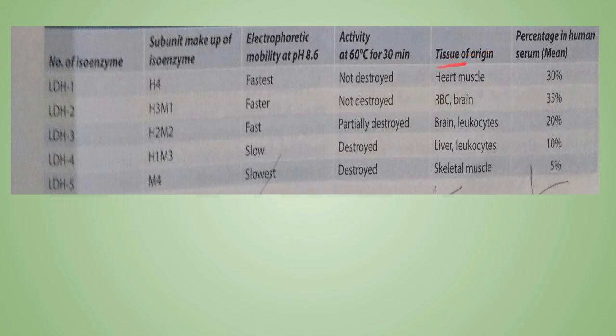Now tissue origin, very important. As I told you before, all these isoenzymes are mainly found in muscles and the heart, but because of their amino acid variations, they have different forms or isoenzymes. So for sure H4 is for heart muscle. Then H3M1 is in RBC and brain, H2M2 in brain and leukocytes or WBC, H1M3 in liver and leukocytes, and M4 in skeletal muscles. Now the percentage in human serum is this much.